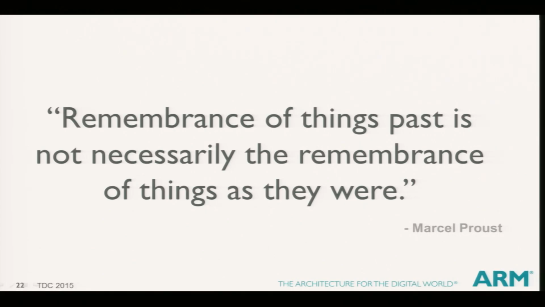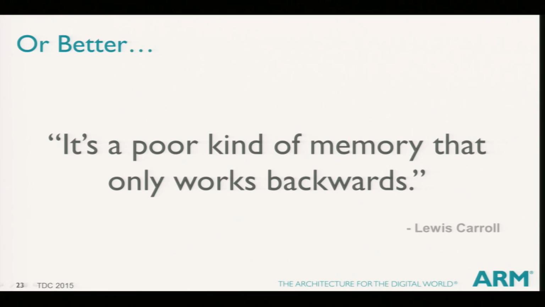On my mission to increase the culture level of our industry, there are two quotations I want to leave you with. This one is literary, nice and arty. It's Marcel Proust, À la recherche du temps perdu. He says, the remembrance of things past is not necessarily the remembrance of things as they were. Human memories are fallible and imperfect. Memories in complex embedded systems are clever and very, very clever. Sometimes a little bit too clever, and you need to get very clever with them in order to use them properly. But I like this quote much better. This comes from Lewis Carroll's Through the Looking Glass, and the Red Queen says to Alice, "It's a poor kind of memory that only works backwards."